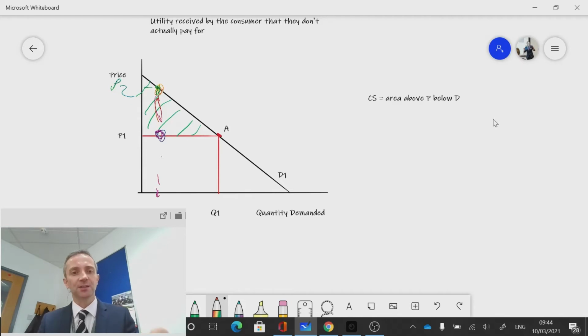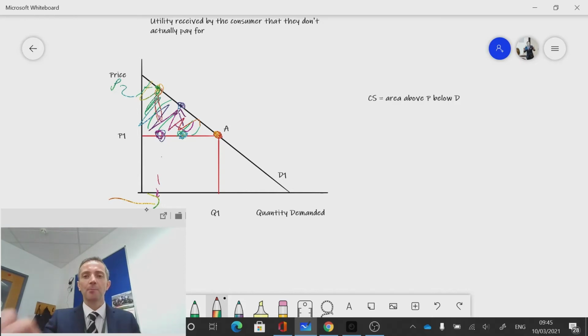Now, you can see in this instance that as we move away from the origin, moving in this direction on the diagram, the willingness to pay is dropping, and therefore the consumer surplus on each additional unit is also dropping. And when we now get to point A, we see that the willingness to pay is equal to the actual amount paid. So for P1, Q1 units, the entire consumer surplus area is, as I've already said, the area above P and below D.